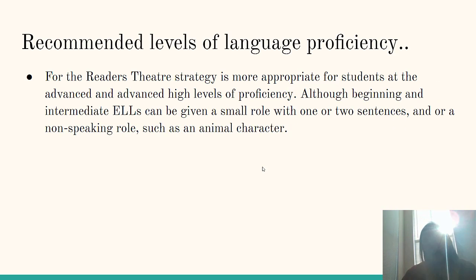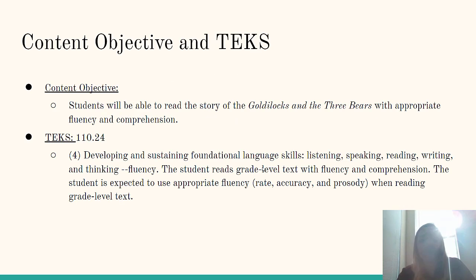Recommended levels of proficiency for this strategy would be more appropriate for students of advanced and advanced high levels of proficiency, although beginning and intermediate ELLs can be given small roles with 1 or 2 sentences and/or non-speaking roles such as an animal character. For my following content objective, students will be able to read the story of Goldilocks and the Three Bears with appropriate fluency and comprehension.